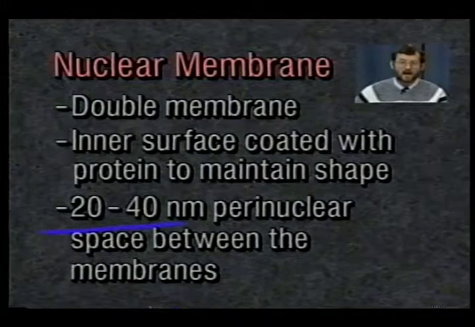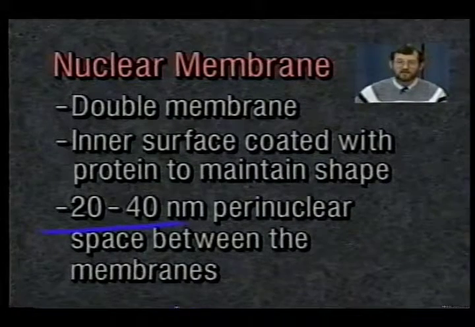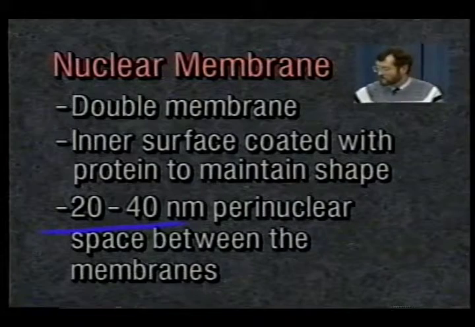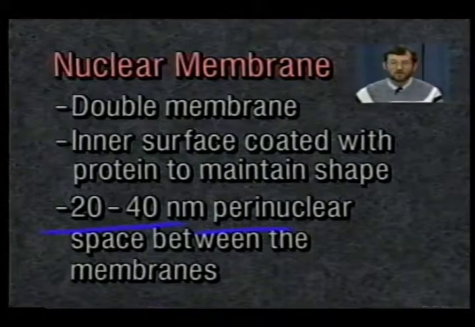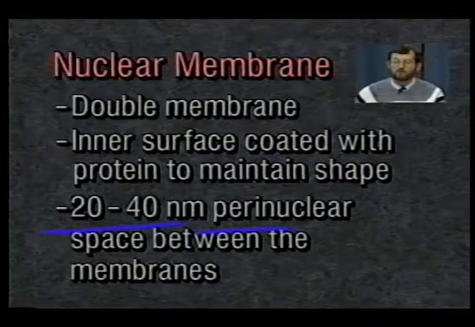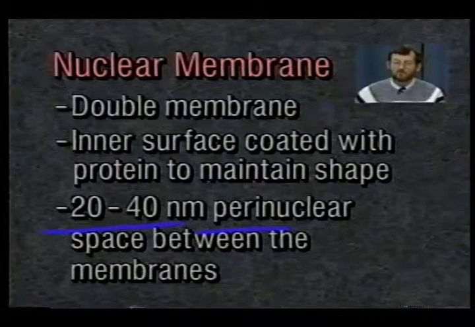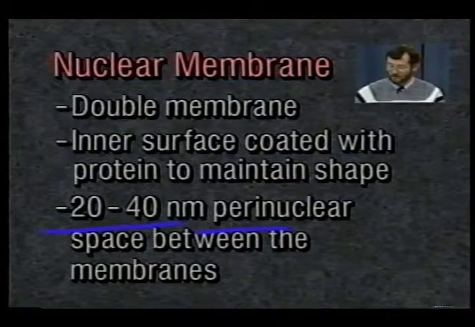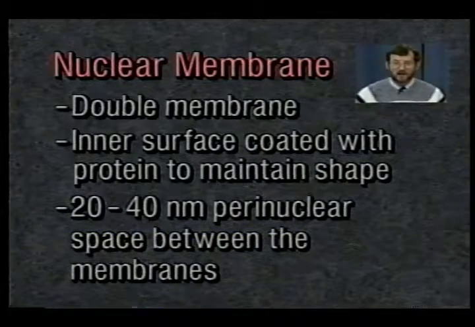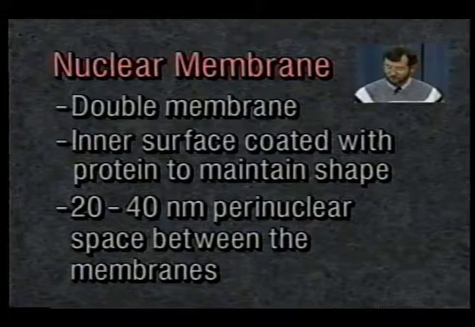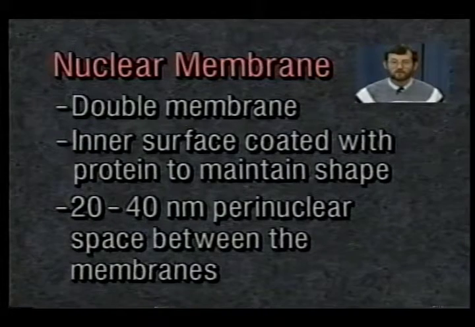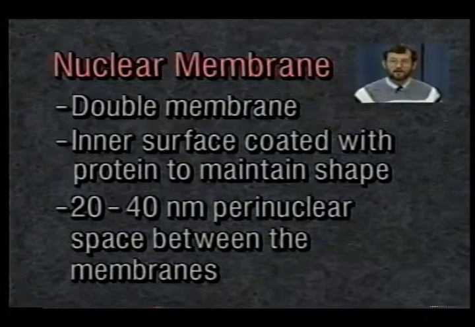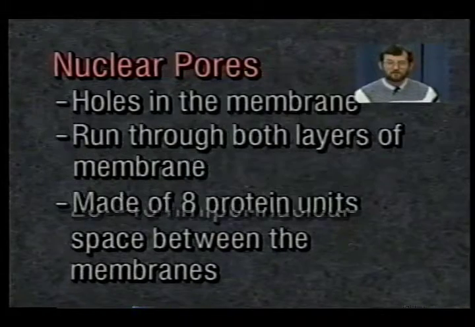There is a space between the 2 membranes. This is kind of an FYI thing. I don't think we'd ever test on this. It's about 20 to 40 nanometers. And this perinuclear space, peri meaning between, so the between nuclear membranes, there's a space there. So the membranes are not exactly solid all the way through. Okay, hopefully we've had that one up long enough. Let's go to the next still.